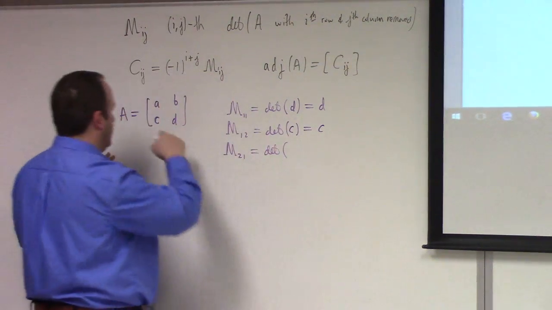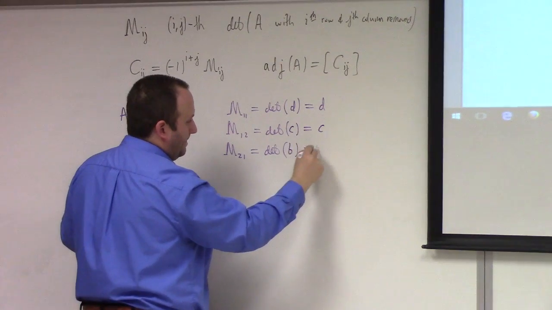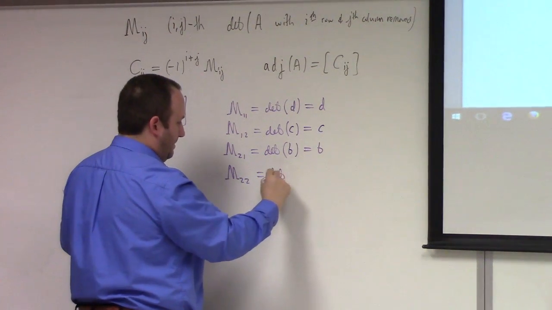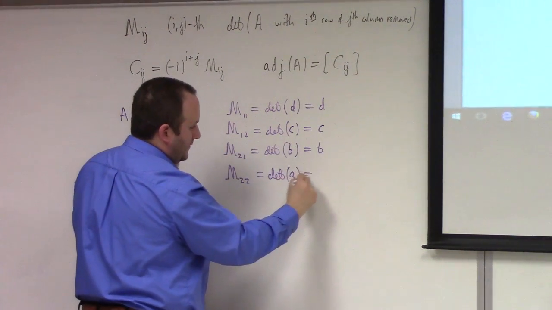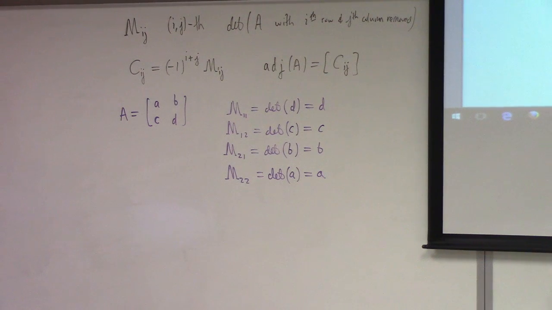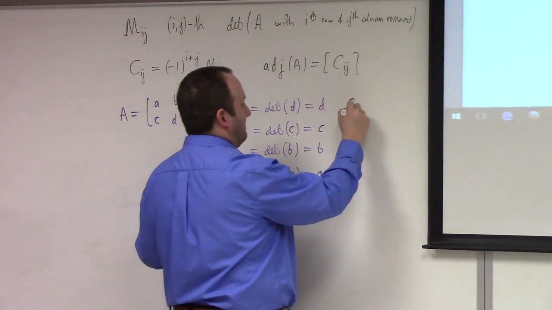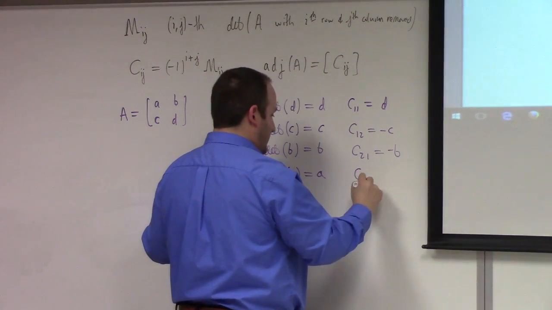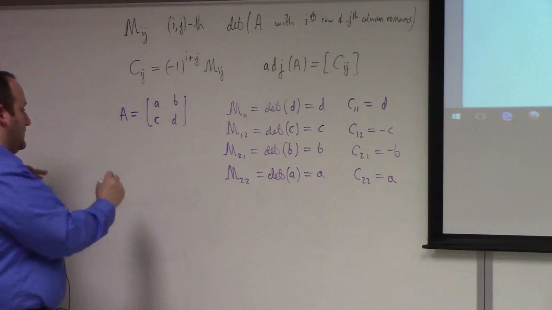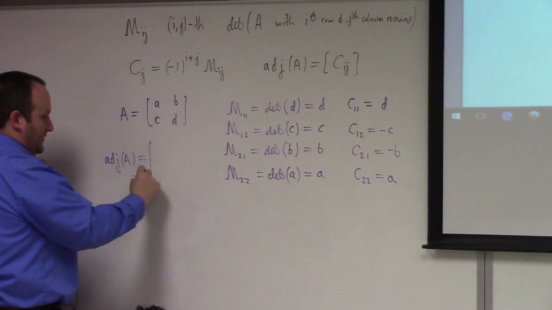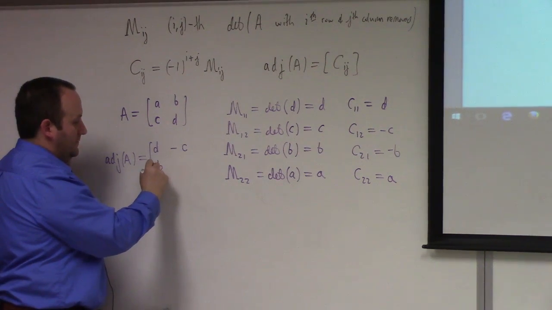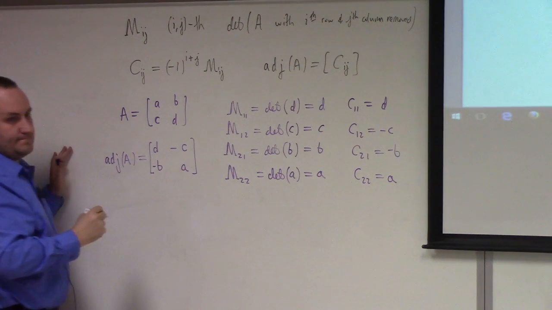M21 is the determinant of B. M22 is the determinant of A. These are the minors. Minors are subdeterminants of submatrices. So what does this make C11 equal to? C11 is equal to D, C12 is equal to minus C, C21 is equal to minus B, and C22 is equal to A again. So in other words, the adjoint of A is equal to the matrix D, minus C, minus B, and A. All right?